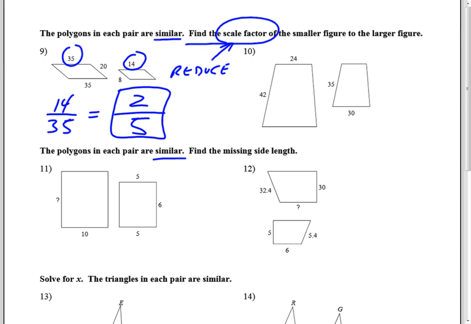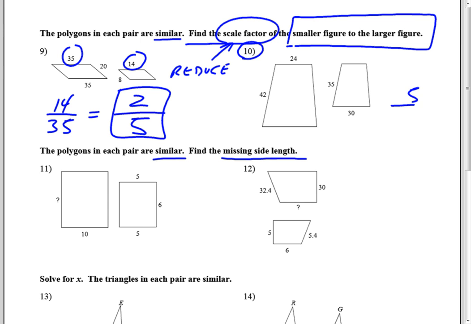How come I put the small one on the top? Because the big one was first in the drawing. Because it told me to. Make sure you read your directions. Sometimes these questions are as simple as reading what's in front of you. This one wants an actual, whoops, skip number 10. Number 10 turned out to be 5/6.